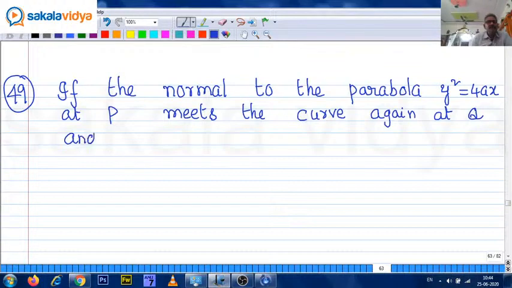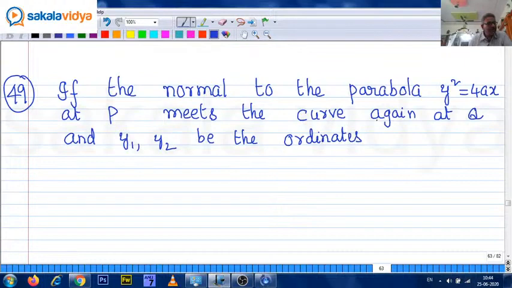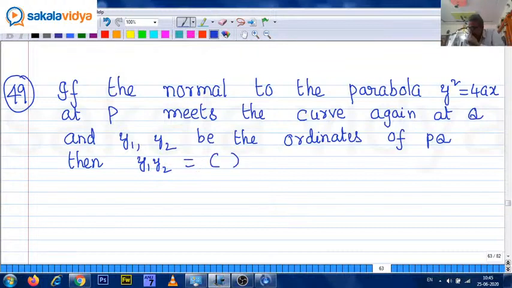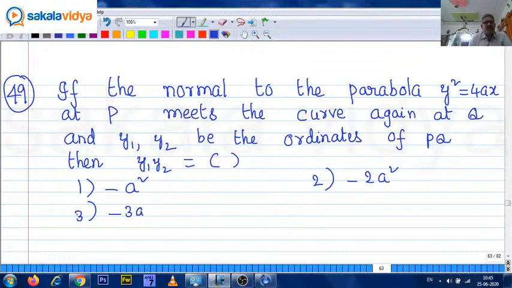and y1, y2 be the ordinates of P and Q, then y1 times y2 equals: first option is minus a square, second option is minus 2a square, third option is minus 3a square, fourth option is minus 4a square.